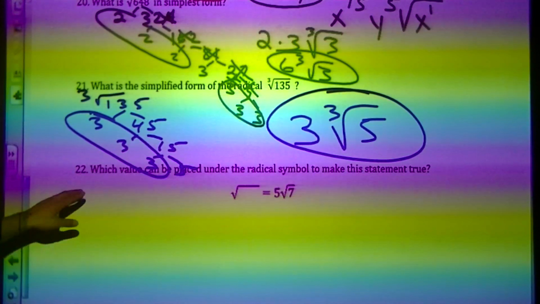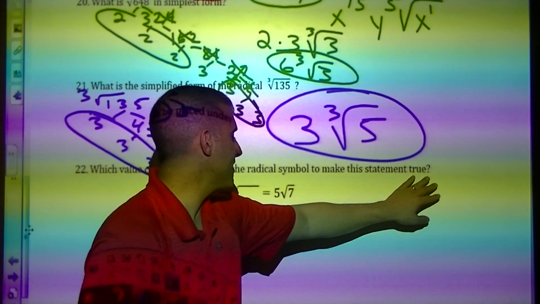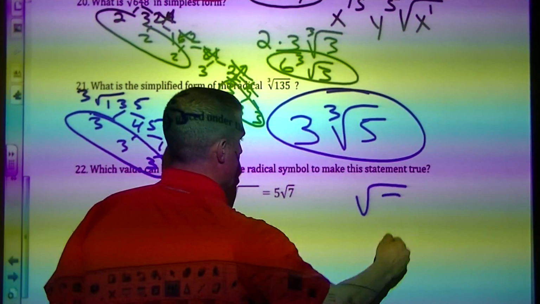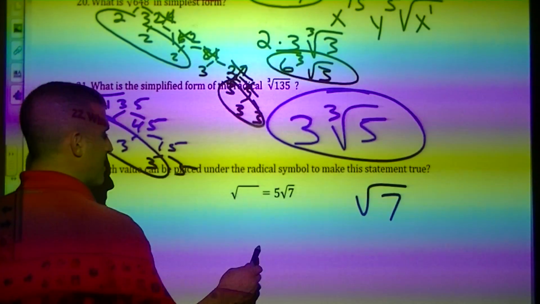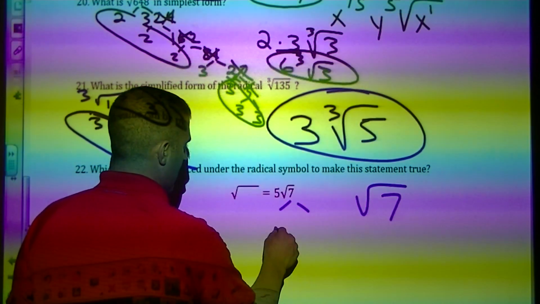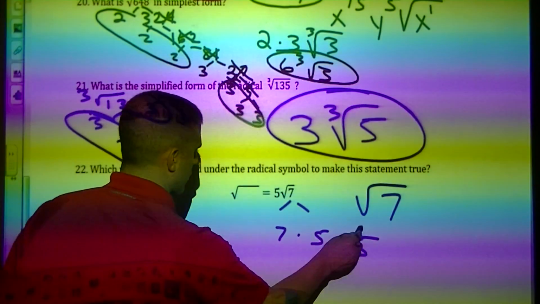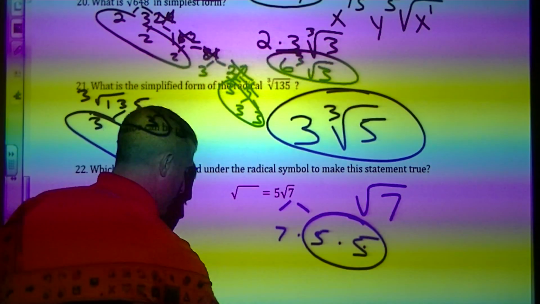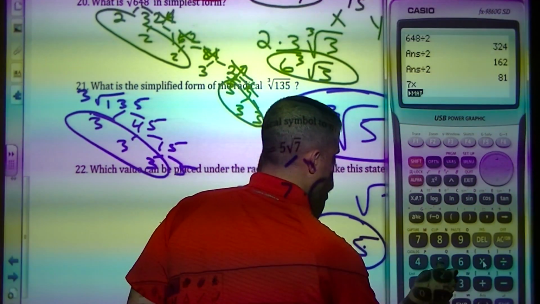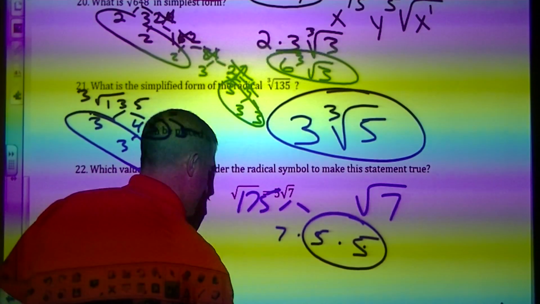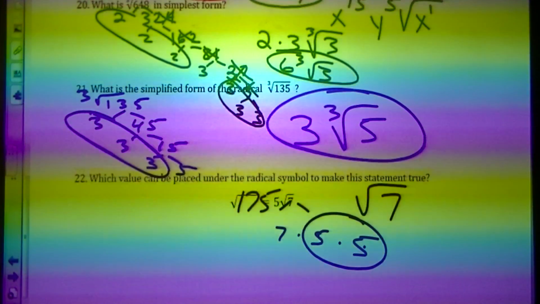Which of the following can be placed under the radical to make this simplified expression? If it's a square root, that means if I had a 7 on the outside, there had to have been a 7, a 5, and a 5 in my tree. Why two 5s? Because it's a square root. So if I multiply all those together, 7 times 5 times 5, I get 175. That would be my answer. You can reduce that to check. All right, and that is the unit test.